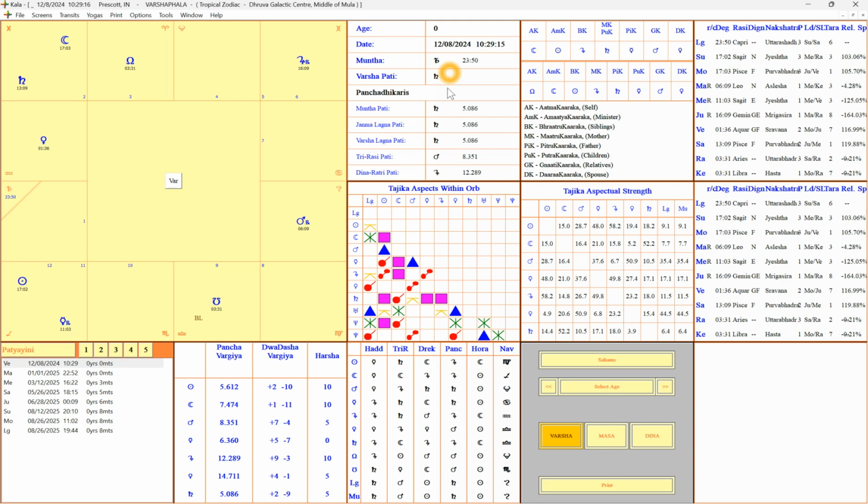You also have to consider yogas. In this chart, it wouldn't be the best test chart because Saturn is the Lagna Lord. And of course, whatever your Lagna Lord is, you're going to notice that. But the year Lord is the planet that has the most significance throughout the year. All right? So that's what that calculation option is.